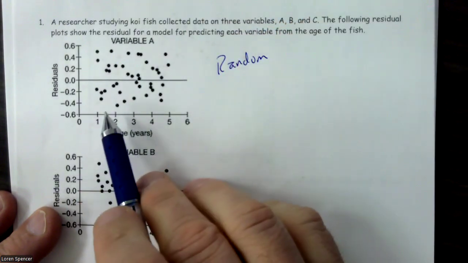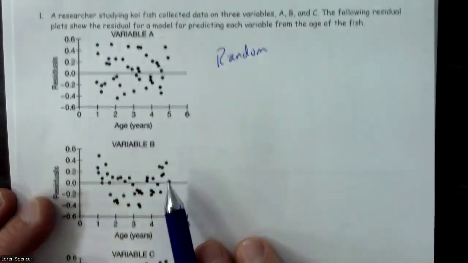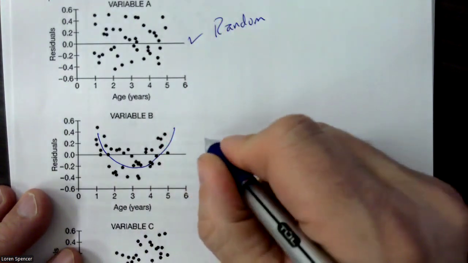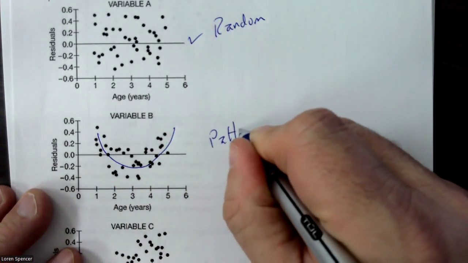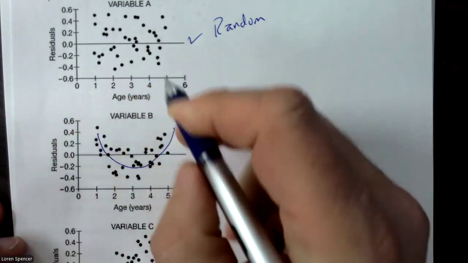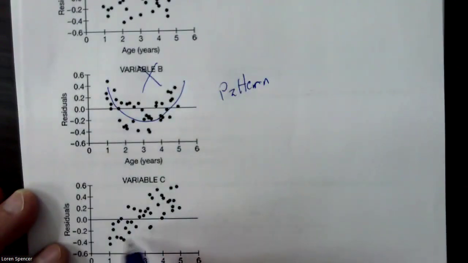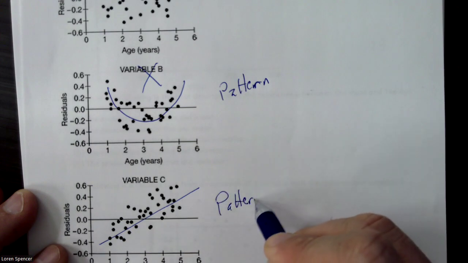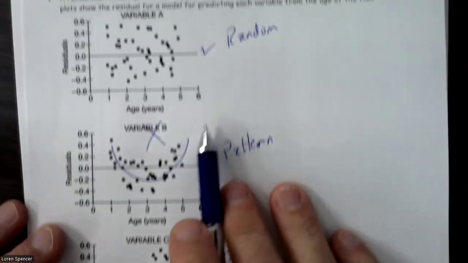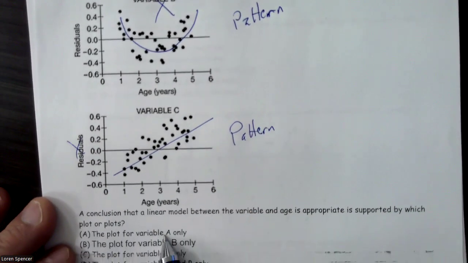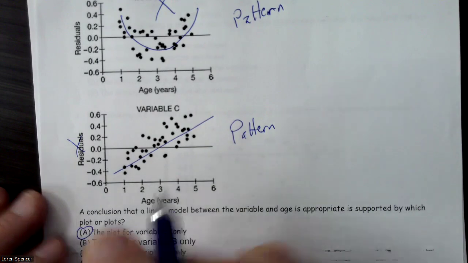Well, if it's a residual plot, we need random, which means we should not be able to tell where the next data point is. This one's random, so this one would qualify. B has a pattern, so B is bad. C has a pattern, so it's also bad. So the only one that works is A. So the plot for variable A only is our answer choice for that one.